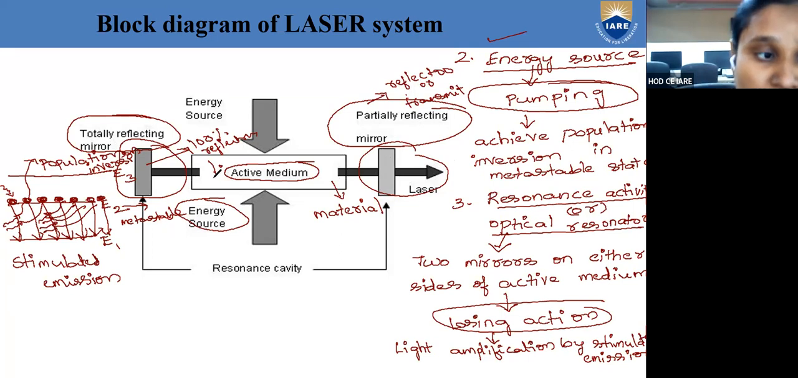Are you able to understand? So if this is 100% reflection, here around 95% reflection will be there. So 95% of the light gets reflected back, and the rest of the light it will allow to pass through it. That is called a partial reflector, and this is a full reflector.